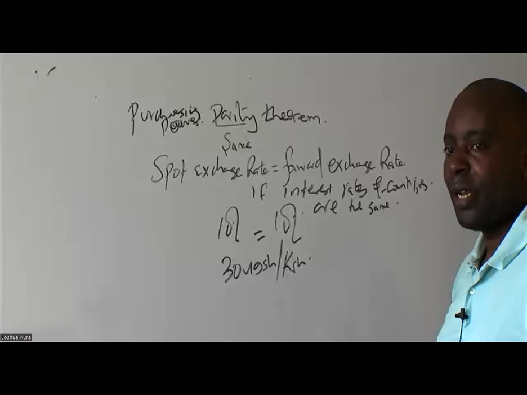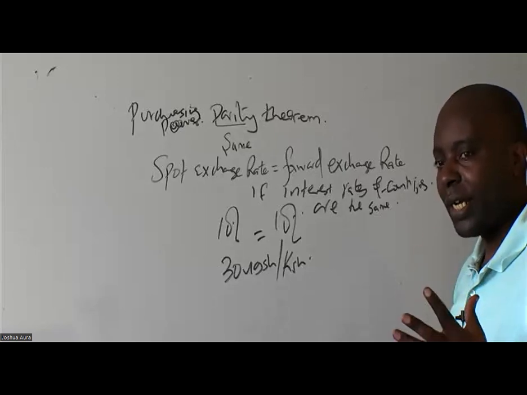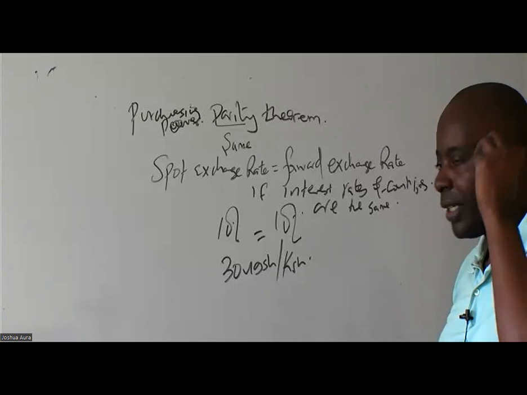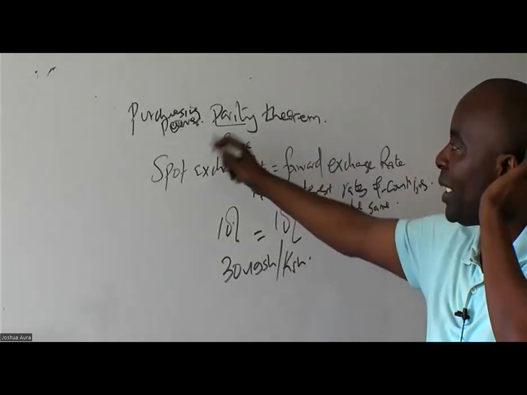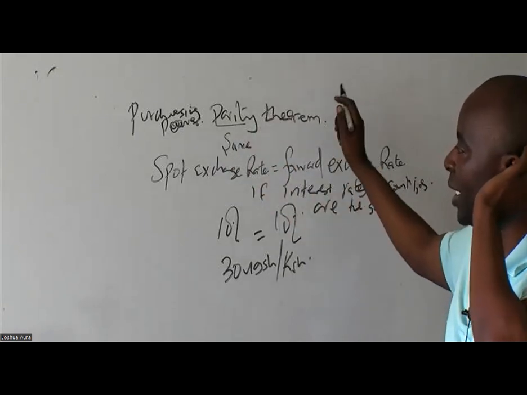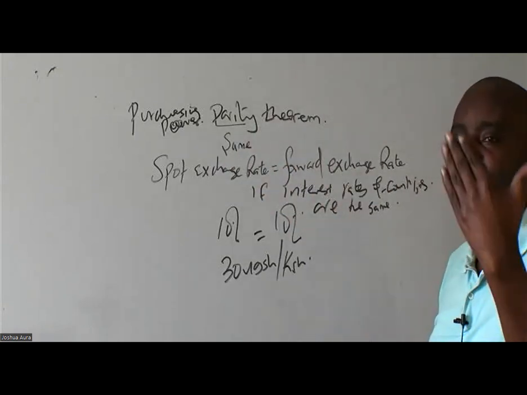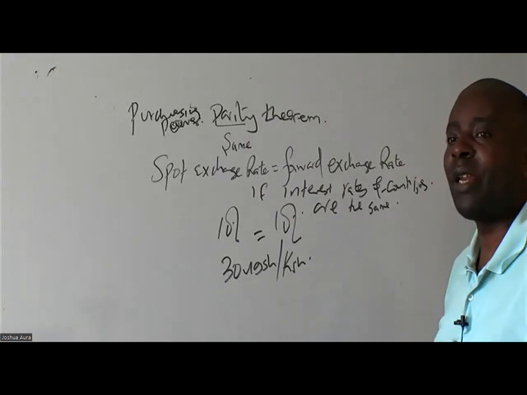All right. Now, ladies and gentlemen, I hope you have taken that high-level explanation. The name PPP should be able to guide you. Purchasing power parity. Purchasing power being the same between two countries, then the exchange rate between two countries will not keep on fluctuating. It shall remain constant.